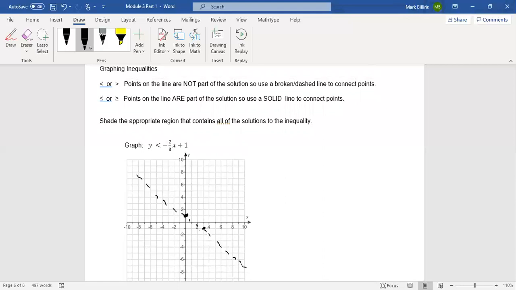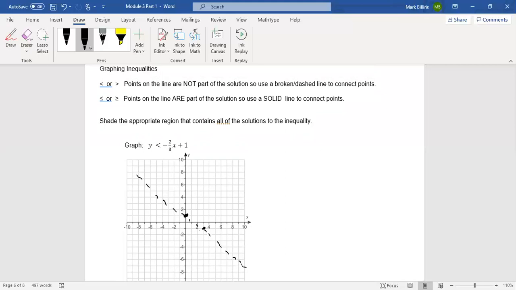Okay, now remember what I said. I'm either going to shade below this line or above this line, because all of my solutions will be on one side or the other of this boundary that I just drew. So how do I know? There's a couple of different ways. Your book may have you do test points, which is perfectly fine.